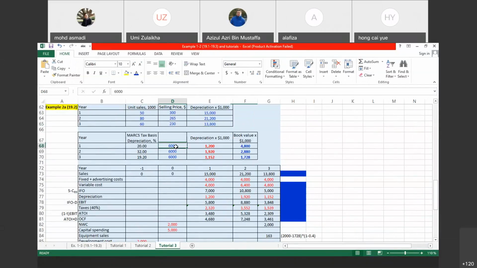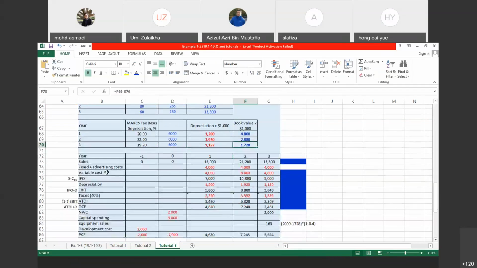If you look here, this is the equipment cost. From the question, it is stated that the equipment cost is 6 million. So 6 million times the depreciation of about 20%, so that you can get the depreciation and the tax basis. Then 6,000 minus 1,200, we can get 4,800, similarly until year 3.